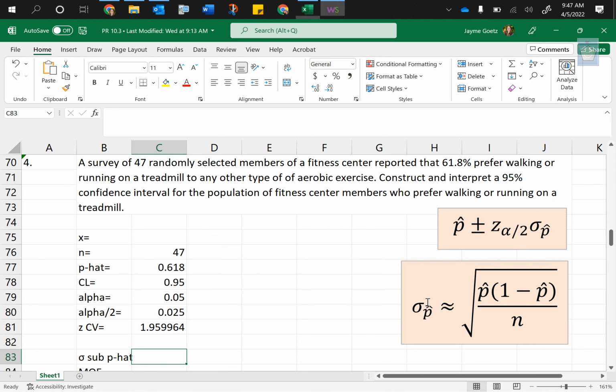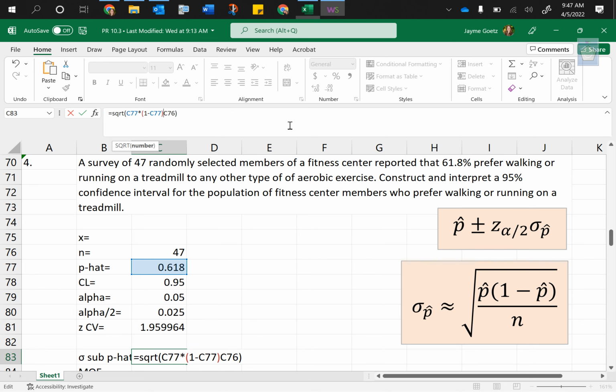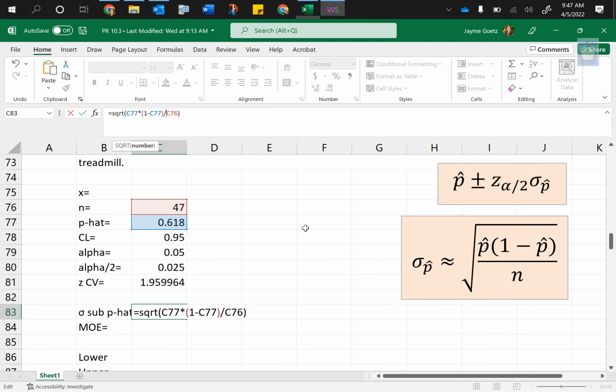Now, to find your sigma sub p hat, you're just using this formula. P hat times the quantity of 1 minus p hat, over n. So, equals square root of p hat times, put it in parentheses, 1 minus p hat, unless you did a cell reference, that's okay, divided by your n value. I didn't put divided by. Then close your parentheses. I'll scroll up here so you can see.